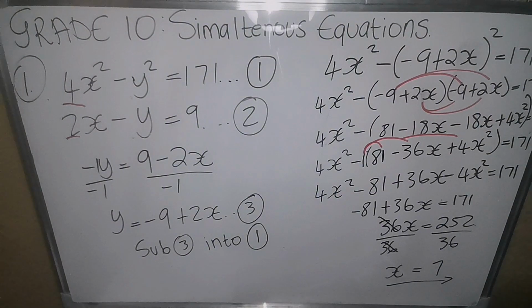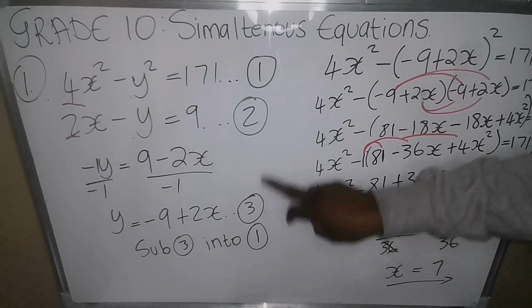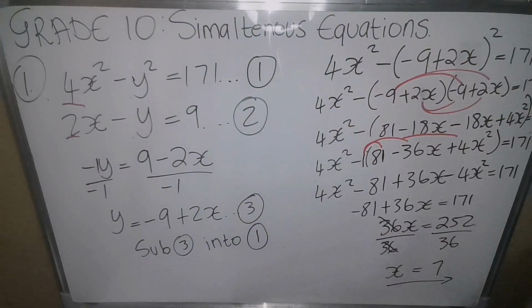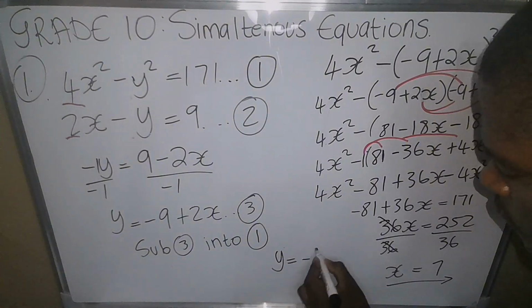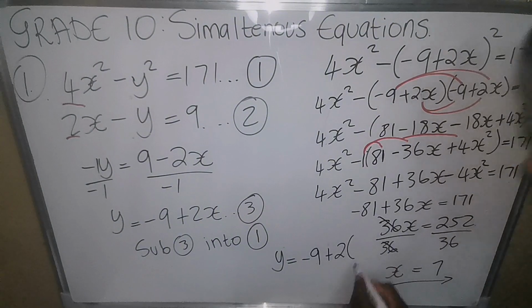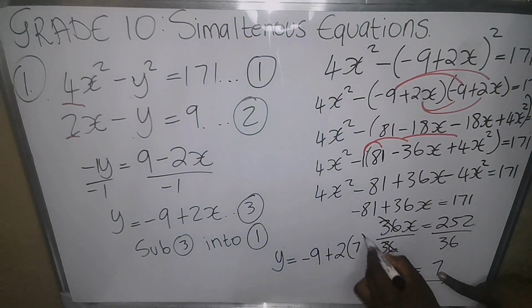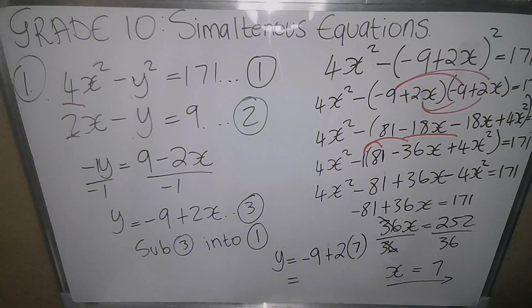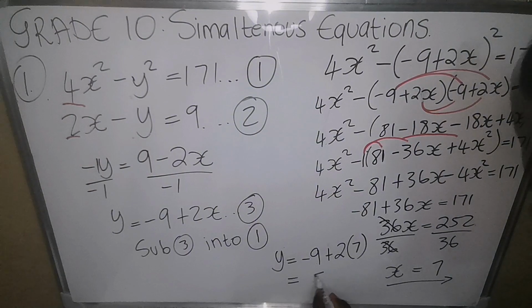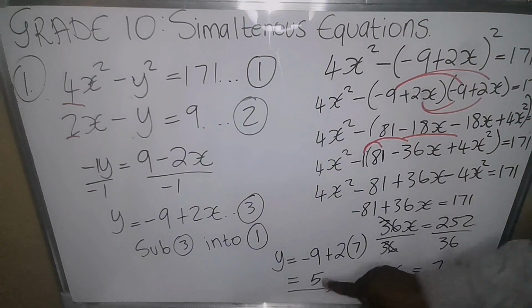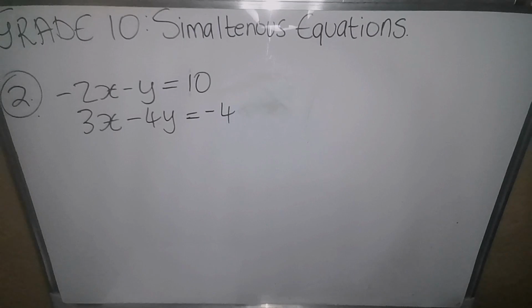Thank you, guys. Now, I found x. I need to find y again. How do I find y? I can use any of the three equations to find y. Where I see x on any of the three equations, I put in 7 to find y. I can use equation number 3 to find y. Y is equal to negative 9 plus 2 multiplied by 7. Again, where I see x, I put in 7. So it's negative 9 plus 14, which is 5, the answer. Our x is 7 and our y is 5. That's how you solve a simultaneous equation.